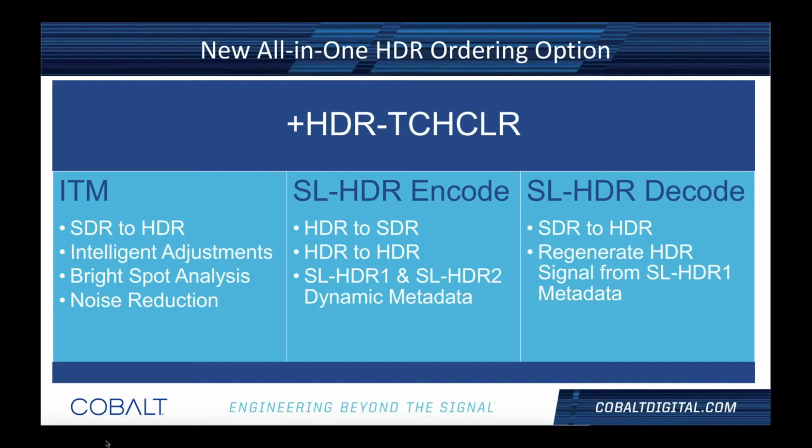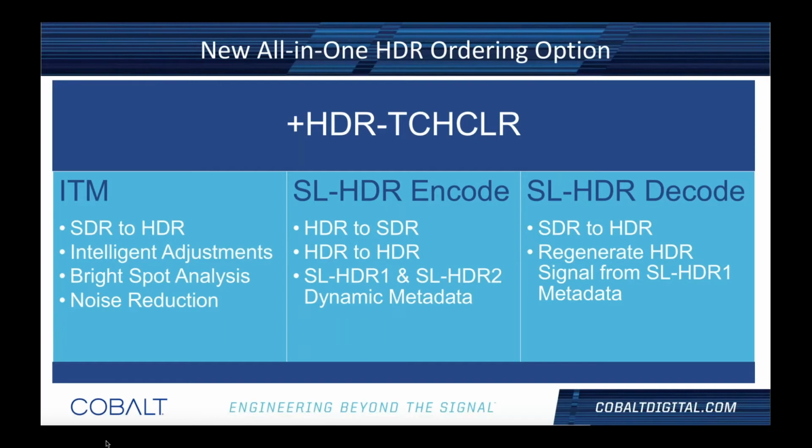An example could be a sporting event where you're looking to retain the golf ball in the sand pit or in the sky. There's also a powerful noise reducer in the ITM product that allows you to take 10 or 8-bit content and reduce some banding artifacts. The SL HDR encoder, as we said, can do HDR to SDR, but it can also do HDR to HDR conversions. So you can go from different formats like HLG to PQ or PQ to HLG. We also support Sony's S-Log3.